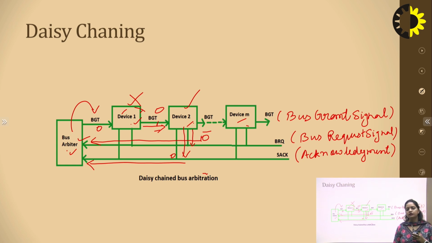So these are the drawbacks of using the daisy chaining bus arbitration scheme, and the advantage of using this bus arbitration scheme is that it is a very simple structure and architecture, where there is no need of connecting lots of lines with the bus arbitrator, and it is a very simple scheme, simple to form.